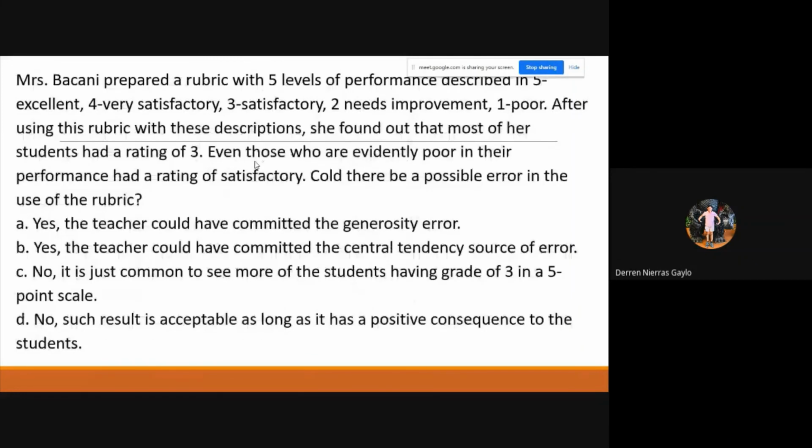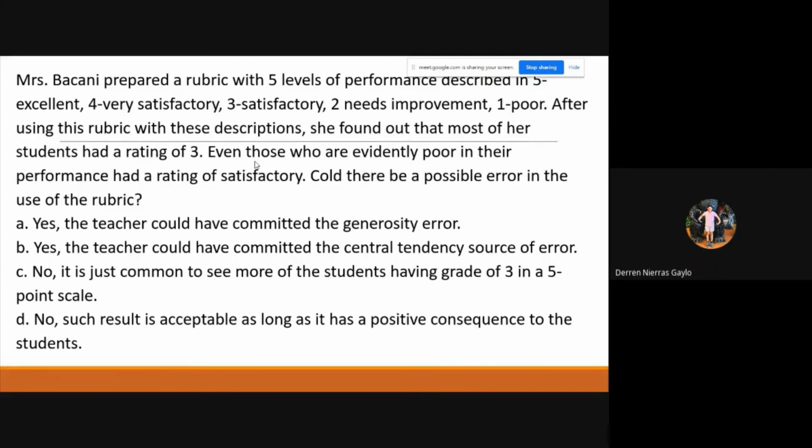Mrs. Bacani prepared a rubric with 5 levels of performance described as 5 excellent, 4 very satisfactory, 3 satisfactory, 2 needs improvement, 1 poor. After using this rubric with these descriptions, she found out that most of her students had a rating of 3. Even those who are evidently poor in their performance had a rating of satisfactory. Could there be a possible error in the use of the rubric?